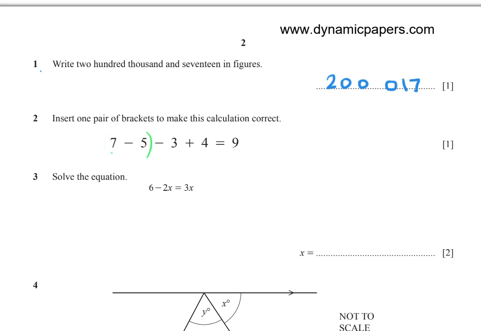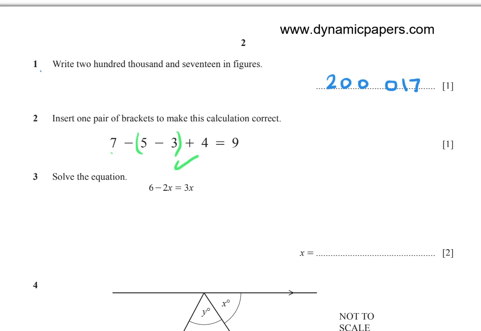Now we can write brackets around 5 and 3. So 5 minus 3 equal 2. 7 minus 2, 5. 5 plus 4 equal 9. So this is the correct answer.